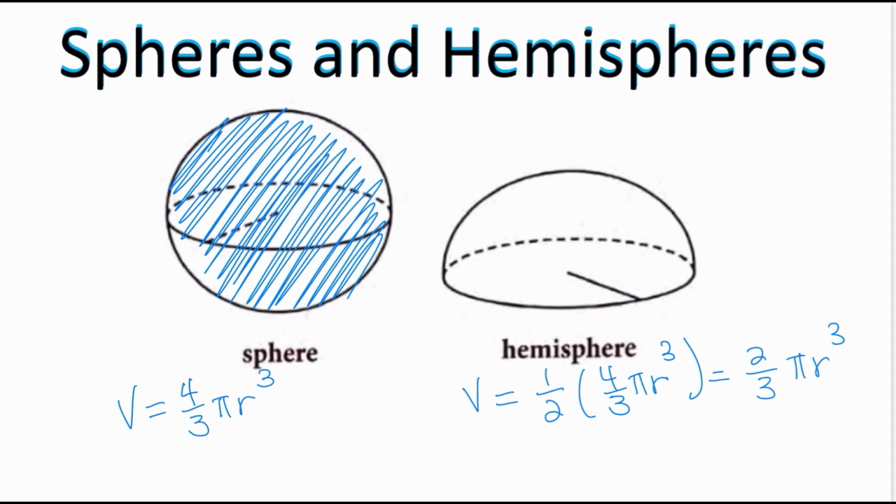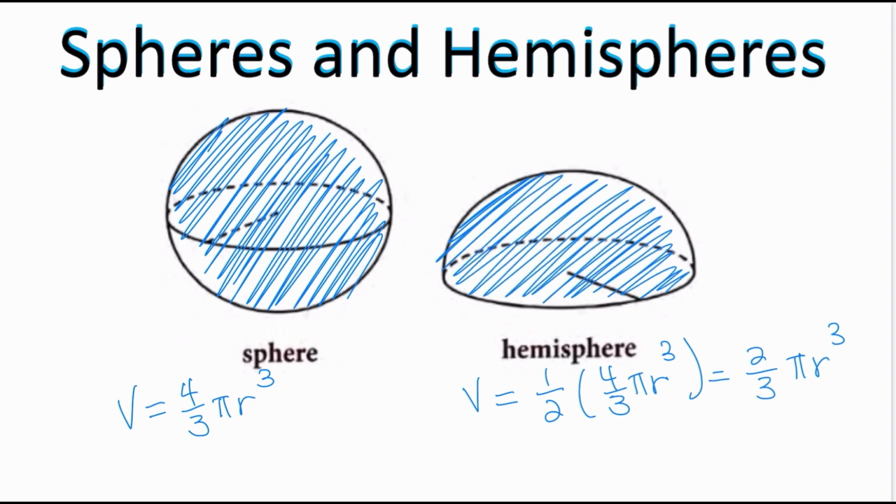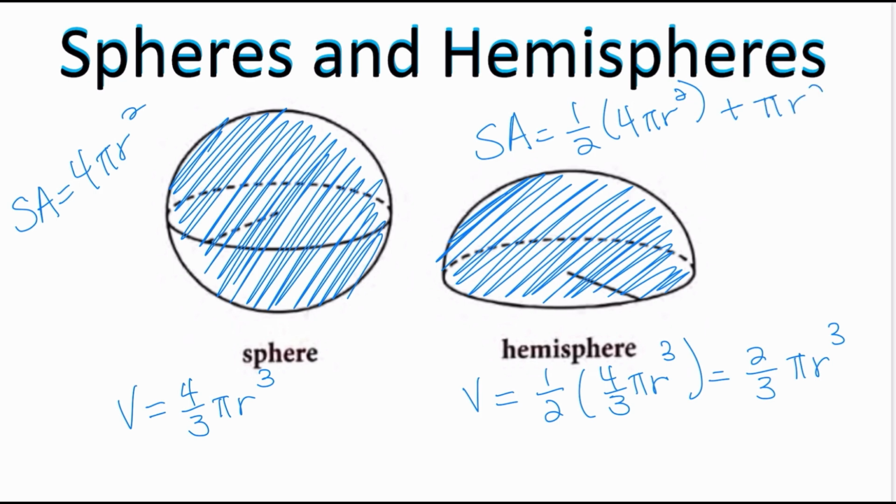When we're talking about finding the surface area of a hemisphere, I'm going to take the surface area of a sphere and cut it in half. The only difference is that you have to pay attention to the problem. The surface area of a sphere is 4 pi radius squared. The surface area of a hemisphere is 1/2 of 4 pi radius squared. But when you cut this in half, you need to then add the bottom circle. You're like, where is this coming from?